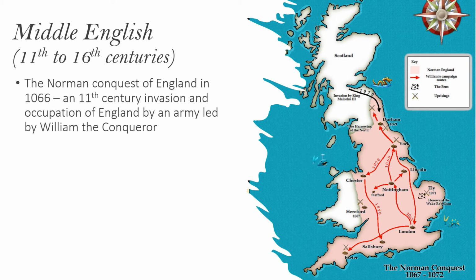The beginning of the Middle English period was marked by the Norman conquest of England. So before the Norman conquest, England was occupied by Anglo-Saxons. There were three groups of people: Angles, Saxons, and Jutes. So it is from Angles that the name English came. So the Norman conquest of England in the 11th century, it was an 11th century invasion.